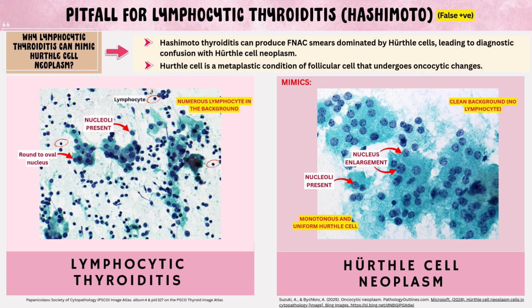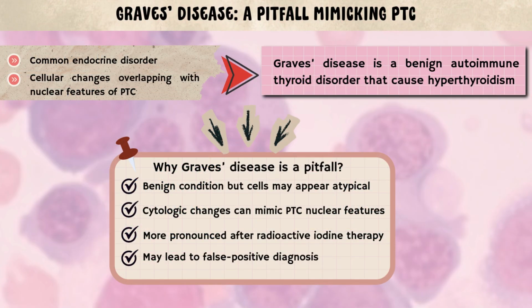These two distinct features are able to help better diagnosis to differentiate between Hürthle cell neoplasm and lymphocytic thyroiditis of Hashimoto disease. Next, I will continue with Graves' disease, a pitfall mimicking papillary thyroid carcinoma. Graves' disease is a benign autoimmune thyroid disorder and one of the most common causes of hyperthyroidism.